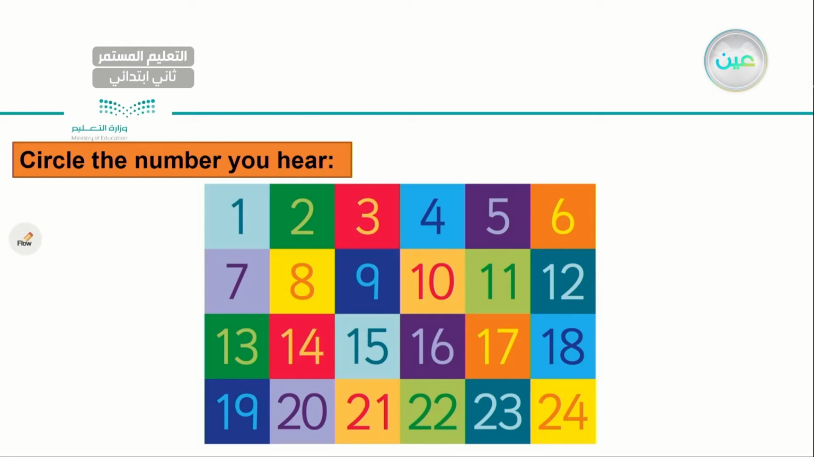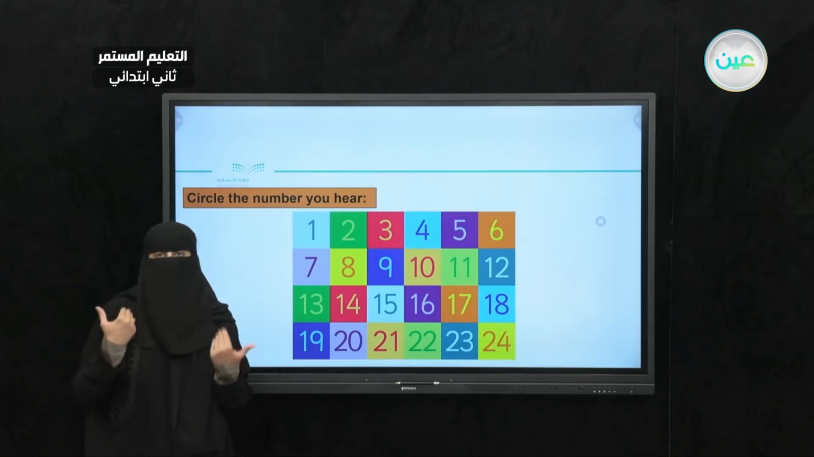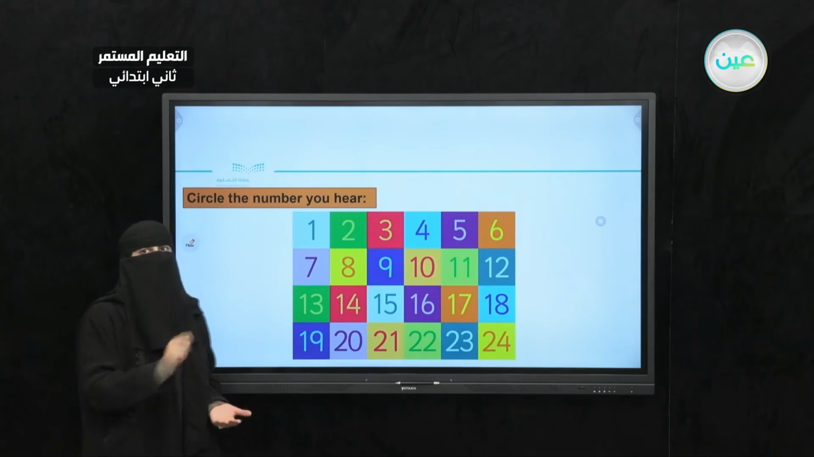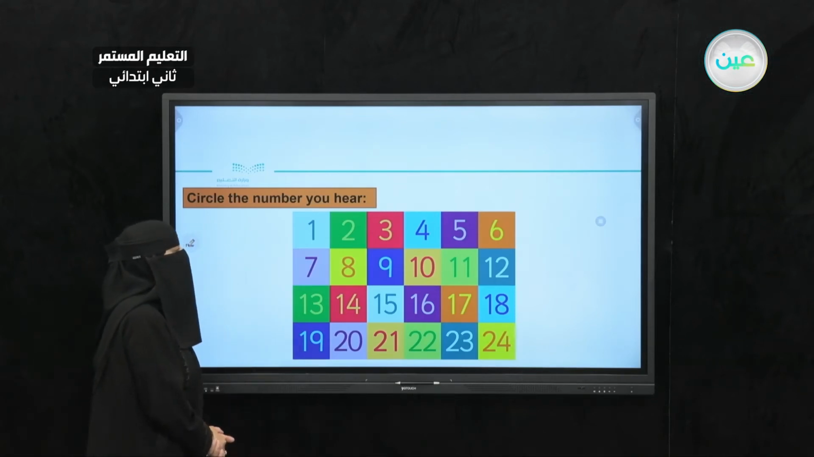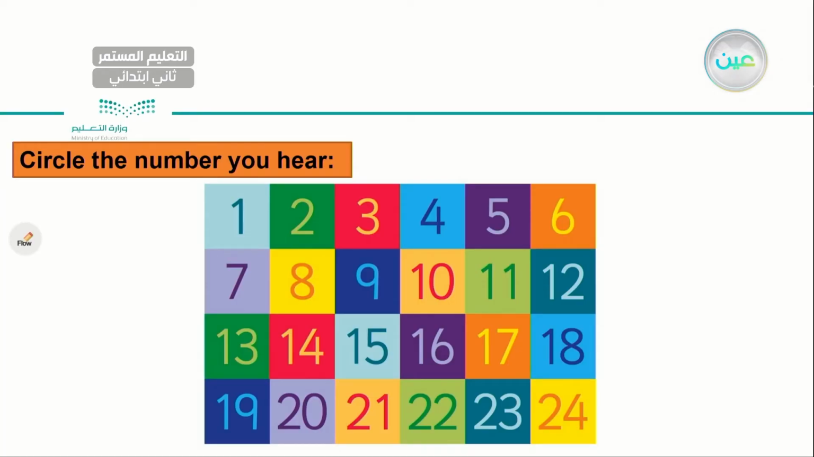Now, circle the number you hear. Here I have all the numbers, starting from number 1 till number 24. Now, it's different because you will be circling the number you heard me saying, or you'll be writing down the number you hear me say. For example, I need you to write number 11, my dear student. Number 11. Write it down. This is number 11. Very good. Excellent, excellent.